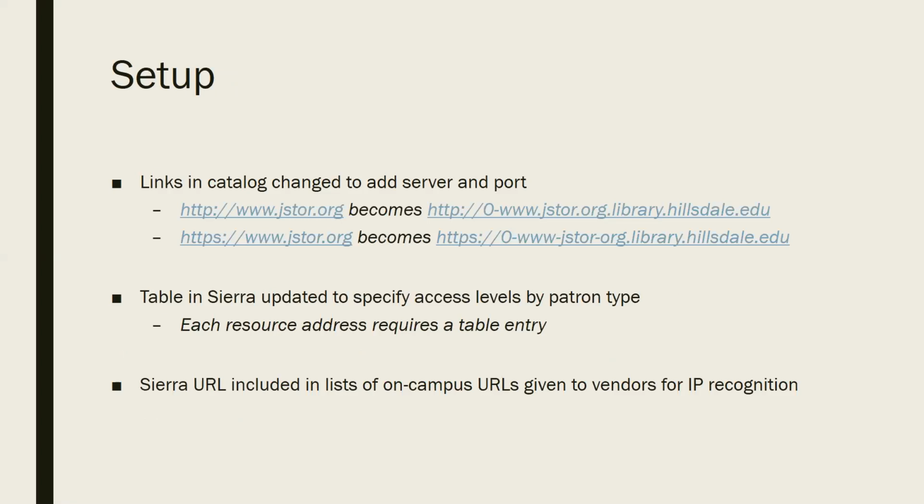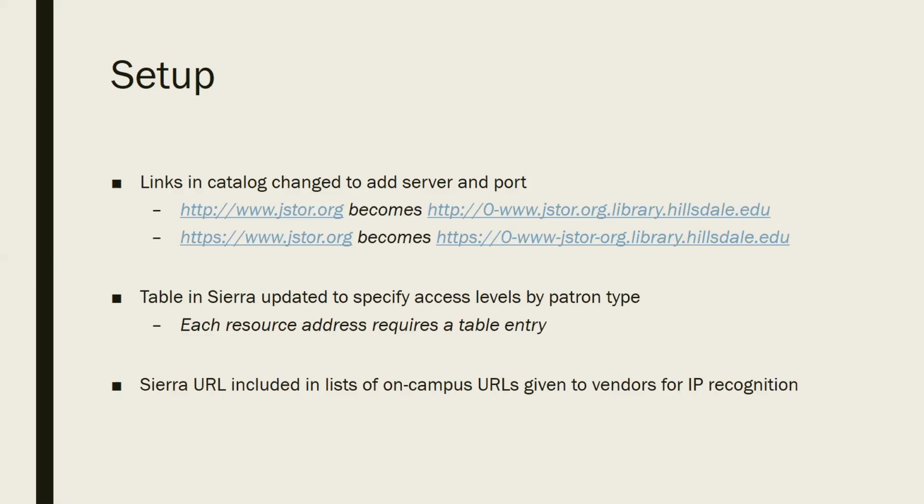The links in your catalog get changed to route the user through that proxy server, through your Sierra server. So a link like www.jstore.org just gets a 0 added in front for the port. That's short for port 80, which all of this stuff goes through. You use that same address, and then you append the address of your Sierra server onto it. So you're actually going through the proxy server, through the Sierra server to get to the resource.